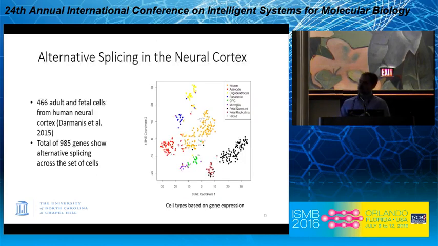Okay, so now I'm going to tell you a little bit about the most recent application of SingleSplice that's still ongoing. We're investigating alternative splicing in the neural cortex. And to do this, we're using data from Darmanis' PNAS paper 2015. And in this paper, they looked at 466 adult and fetal cells from the human neural cortex. And they found a bunch of different cell types, which are shown here in this plot. When we ran SingleSplice on this data set, we found a total of 985 genes that show alternative splicing across the set of cells.